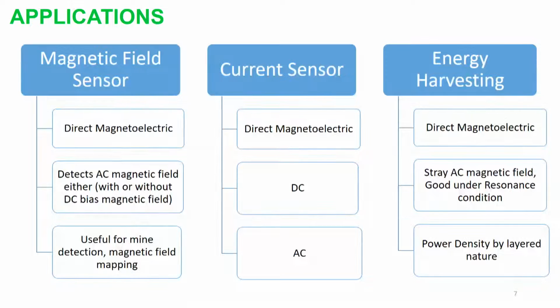So, whenever you have an application in mind, I have given you 3 different types, though there are several other applications available. One is magnetic field sensing, another is current sensing, and the third is energy harvesting. These 3 we can see, and how people are utilizing them. Okay. So, for magnetic field sensing, people generally use this direct magnetoelectric nature, and that can be used to detect both AC and DC. It all depends on how you configure this particular measurement procedure.